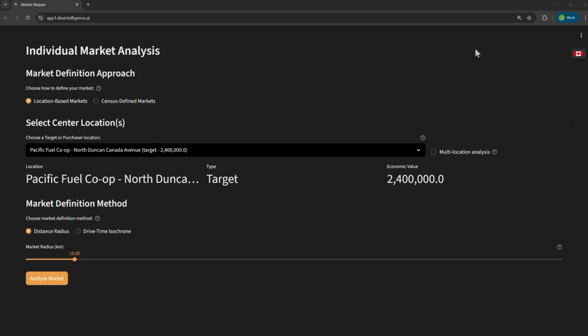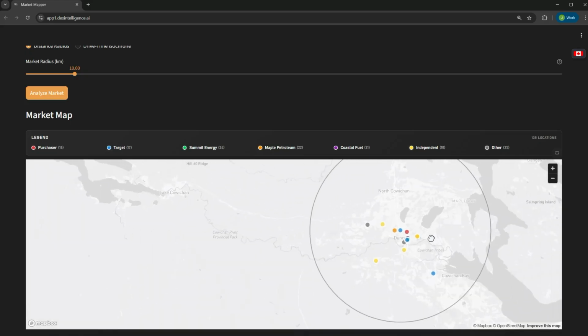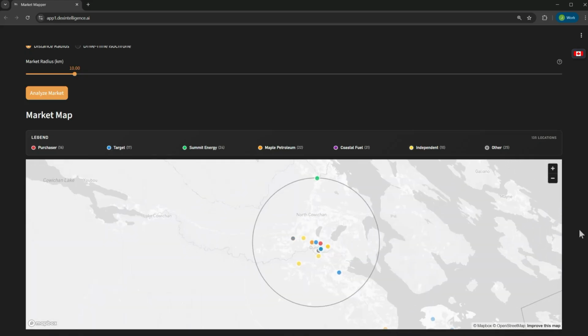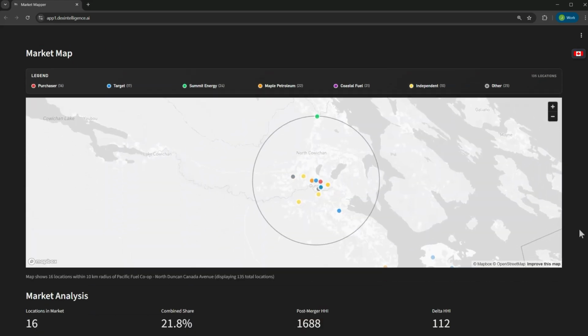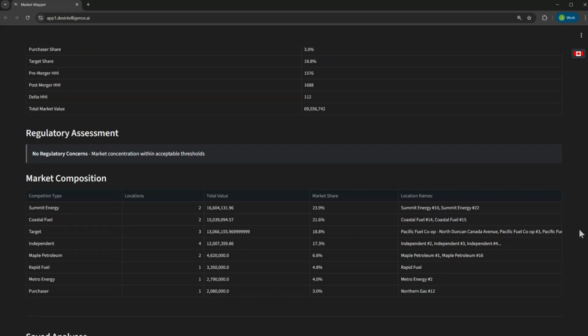Next, we're going to drill down into specific markets and in particular see how the different market definitions impact the competitive risks of the merger. So we're going to start with this location and analyze competition around a 10-kilometer distance radius. Below the map, we have details about the concentration in HHIs, as well as a competitive breakdown of the market.